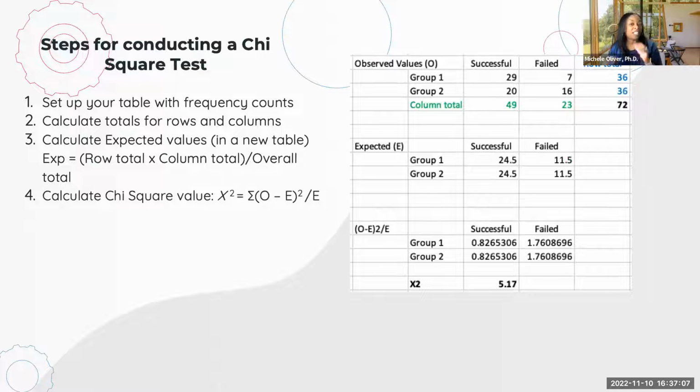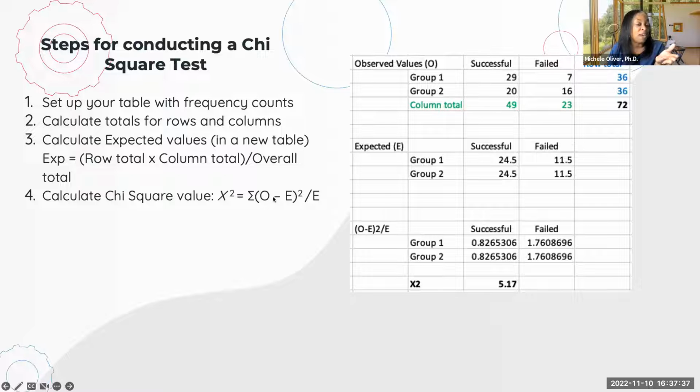Next, you calculate the actual chi-square statistic. Now I know when you see this equation, you're probably like, okay, I'm about to shut down, I don't really want to do all this, but I will walk you through it. You take the observed value and then you subtract from it the expected value. Once you do that, you square it, okay? In this case, we have an observed value of 29, and then you subtract 24.5 from that, you end up getting 4.5, okay?